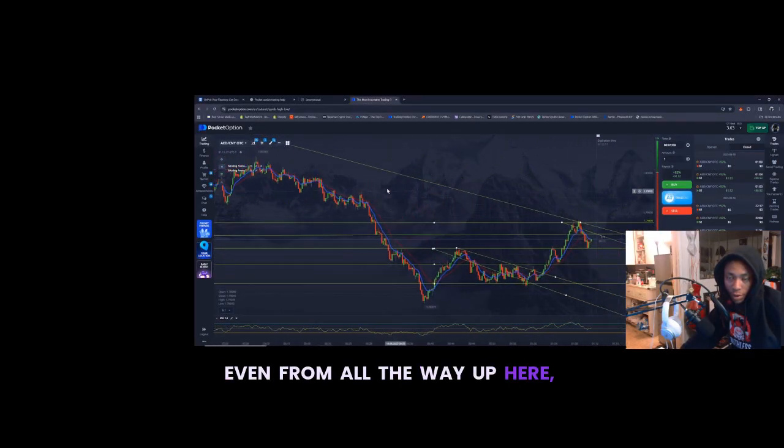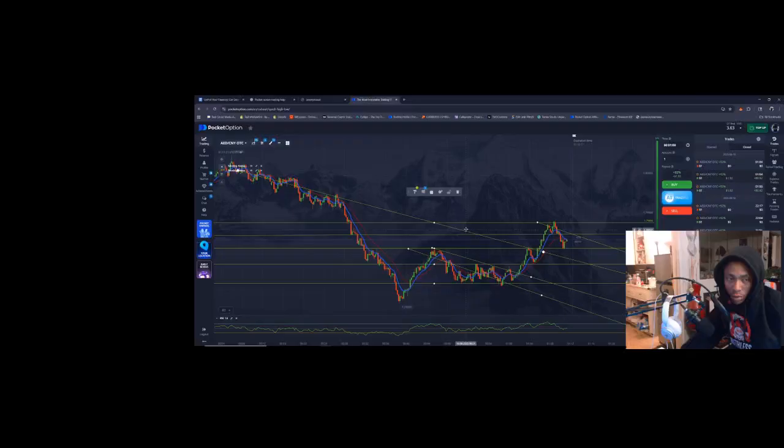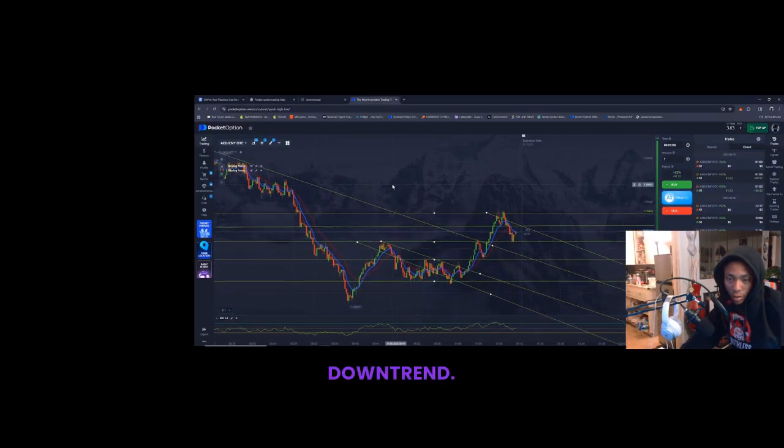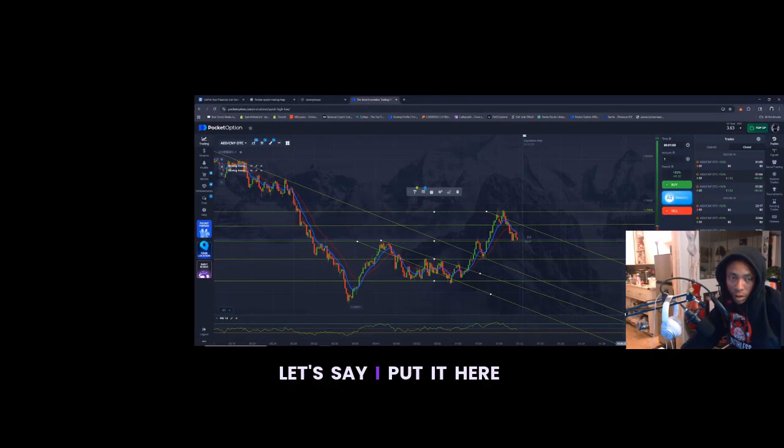Even from all the way up here, going straight down. This is all confirmation of a downtrend. You can touch all this, all these candles. Let's say I put it here.